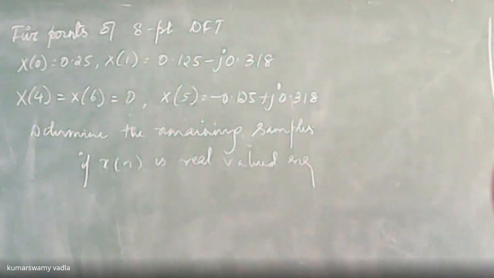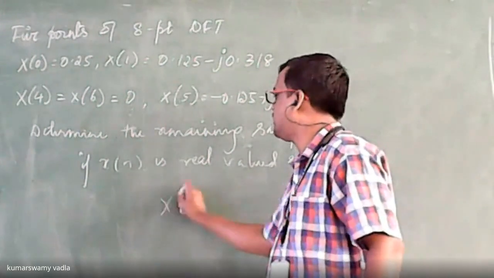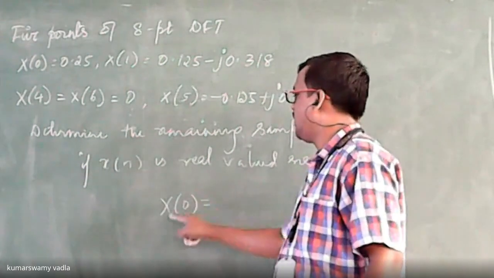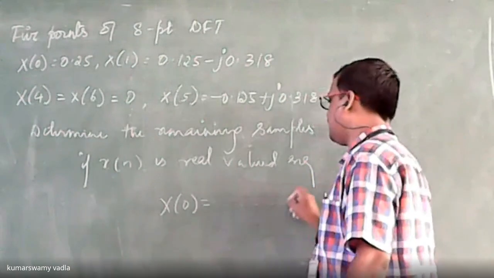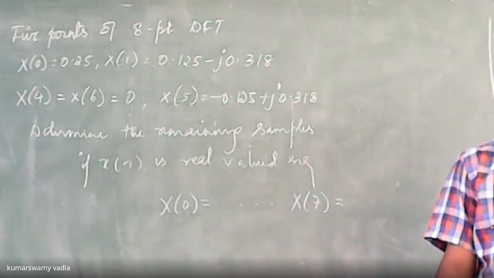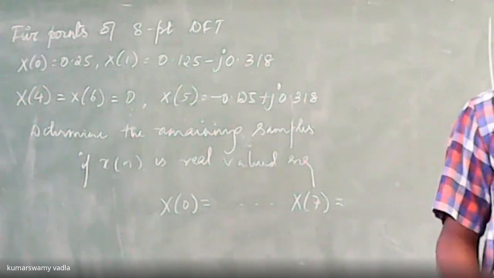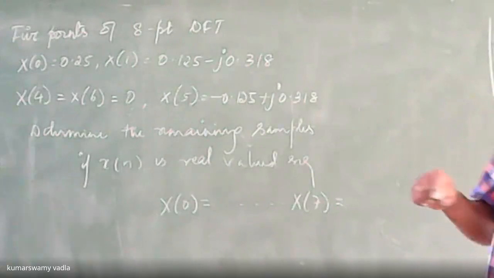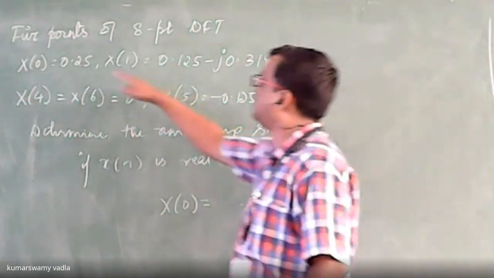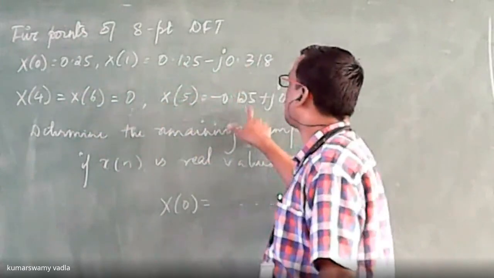See here friends, the question is: 8-point DFT means how many values you should get? X of 0 till x of 7. Yes or no, students? Now, he has given 5 points, that is 1, 2, 3, 4 and 5. 5 points.